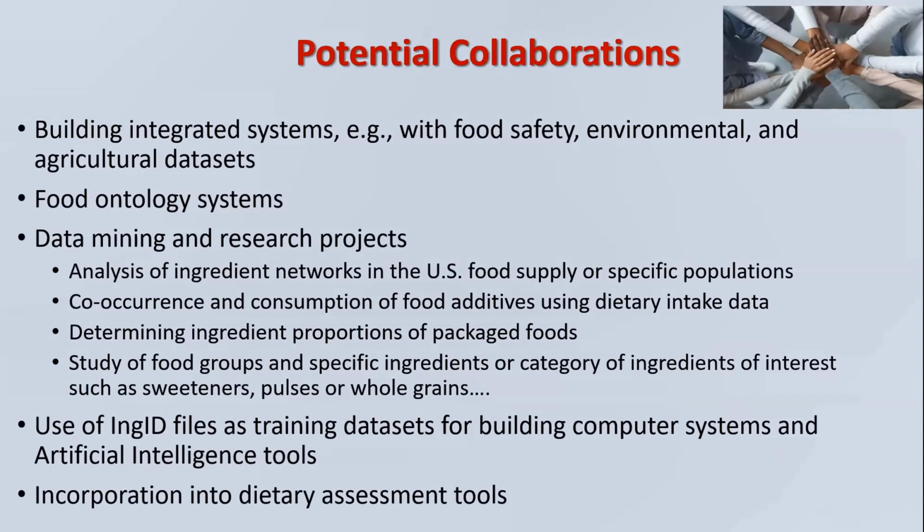But we can do a lot more with collaborations, such as build integrated systems, for example, with food safety, environmental and agriculture data sets. Build food ontology systems where Ingredient ID provides the missing piece on ingredients. There are several possibilities for data mining and research projects. And of course, what I have listed here is limited by my expertise. I would love to hear from others.